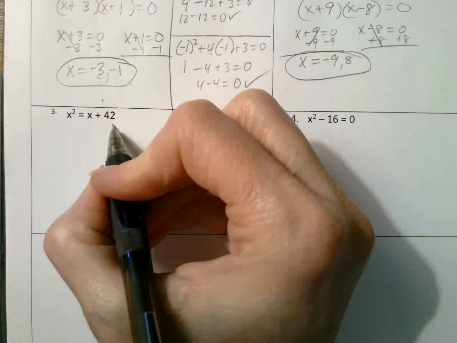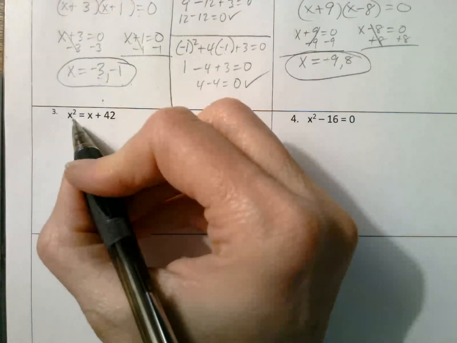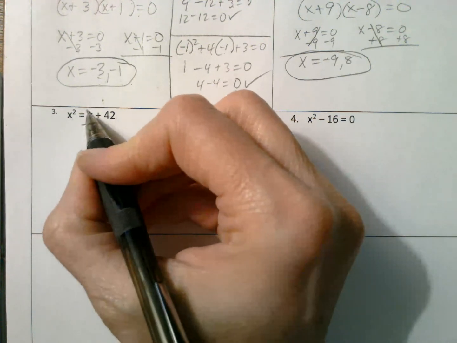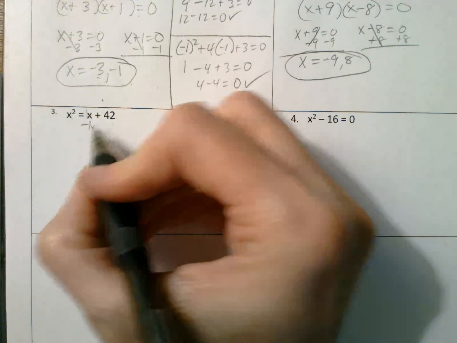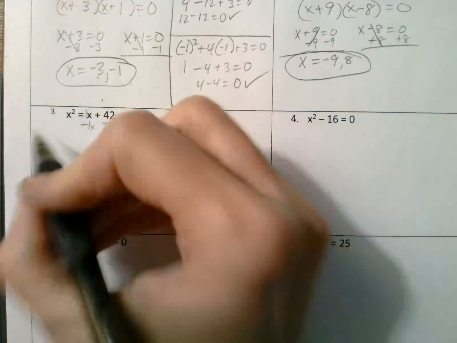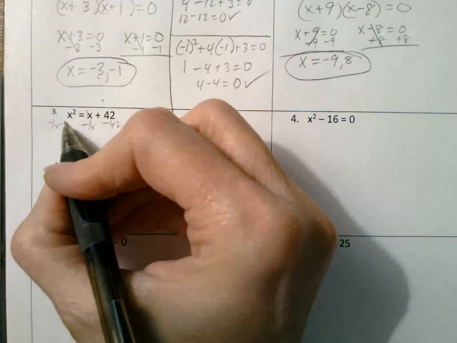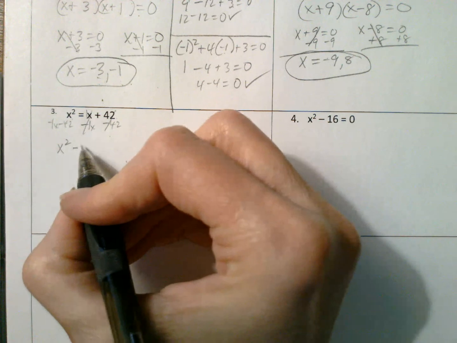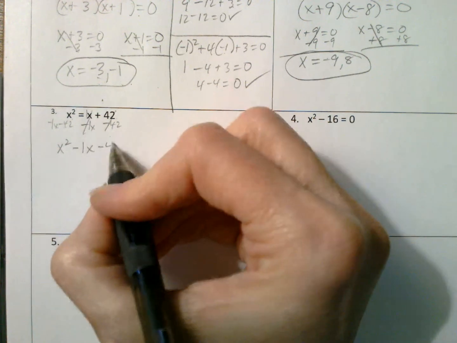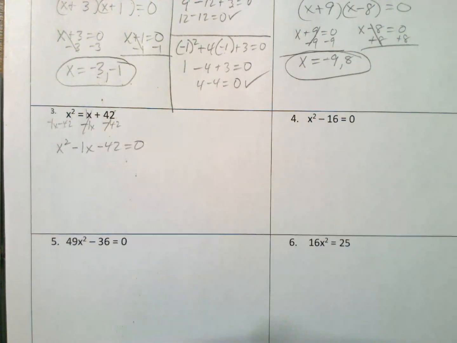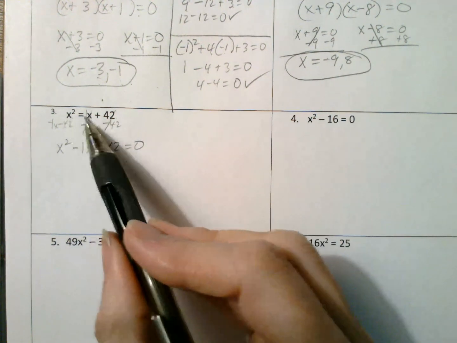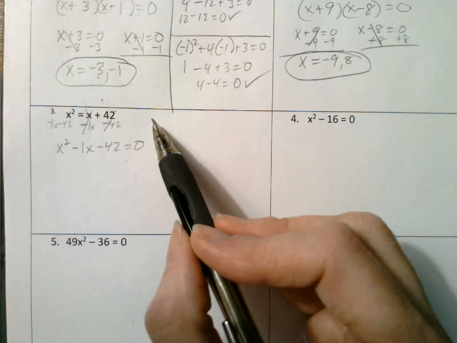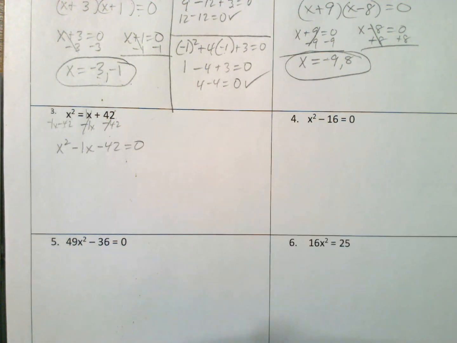These terms aren't all on the same side. I have a quadratic and I don't have an equal 0. So what I want to do, this is a positive 1x, I want to subtract 1x and subtract 42 from each side. So that'll give me x squared minus 1x, you can put the 1 in, minus 42 equals 0. There we go. That was a quadratic. If this was a linear, you wouldn't have done that, right? You would have just moved one of them. Linears have variables on one side and constants on the other.